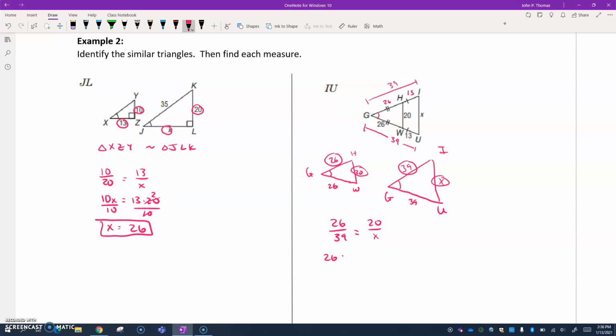I've got 26x equals 20 times 39. Divide both sides by 26. All right, and when I do this one, let's reduce a 2 out of each of these, so that's a 13 and a 10. All right, 13 goes into 39 3 times, so I've got 10 times 3, or 30.